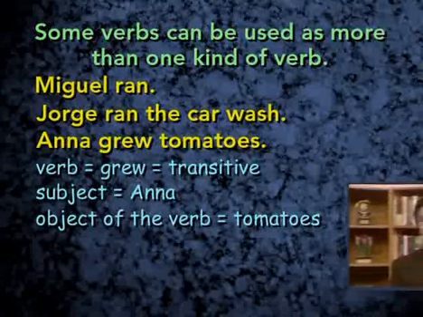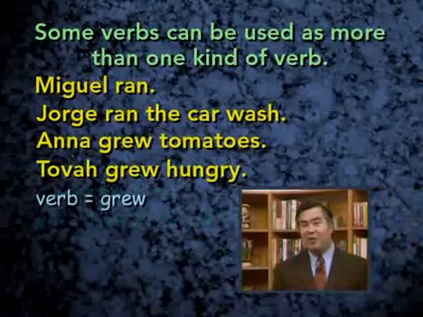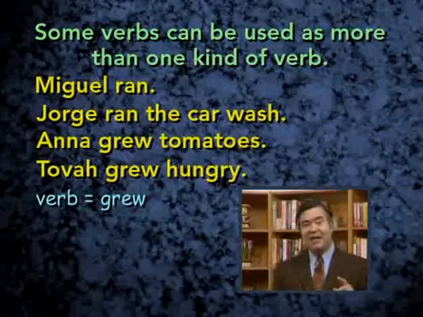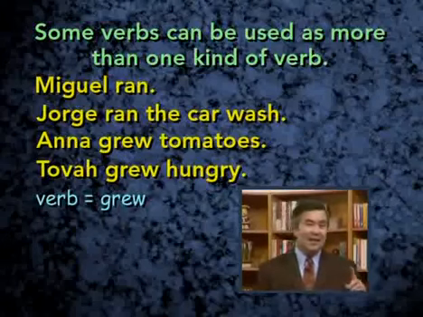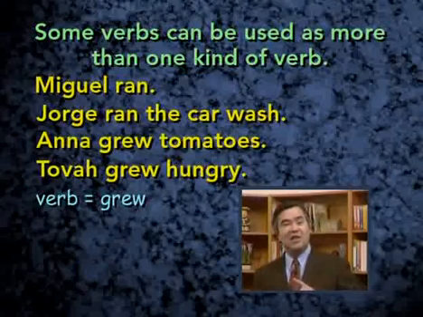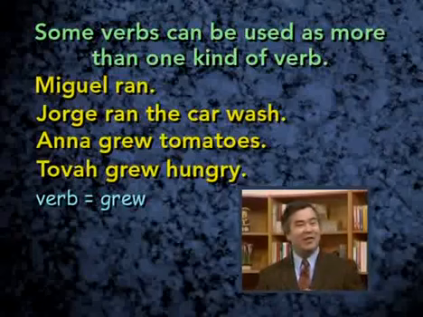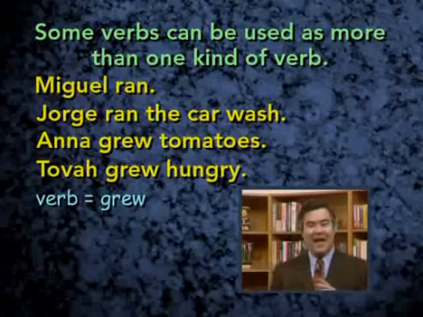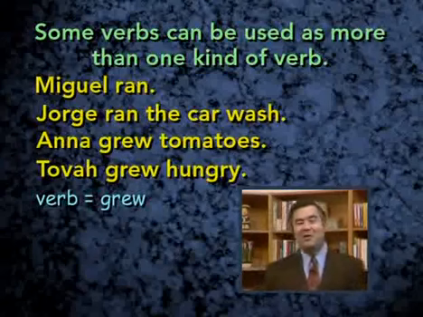Compare that with this sentence. Tova grew hungry. Here we have the same verb, grew, but the meaning is a little different and the structure of the sentence is different. In this case, the verb grew doesn't have an object. This word hungry doesn't tell us a thing that Tova grew the way Anna grew tomatoes. Hungry isn't a noun, and it doesn't name some object which receives the action of the verb grew. Instead, it tells us what Tova was. Therefore, what kind of verb is grew?